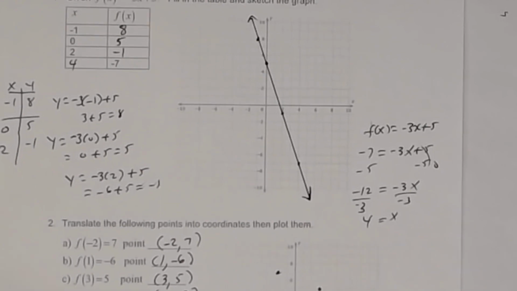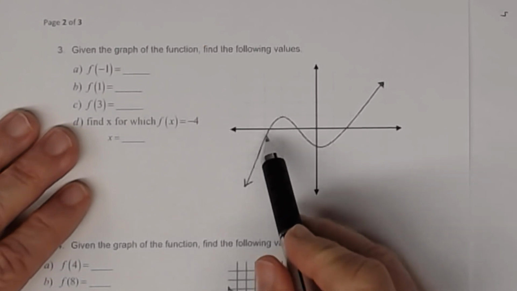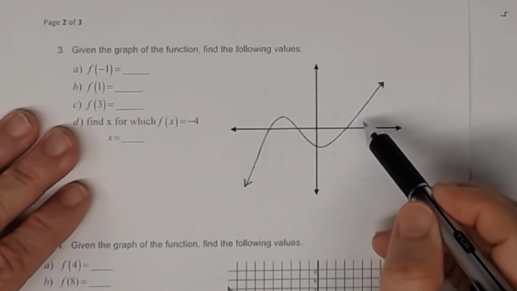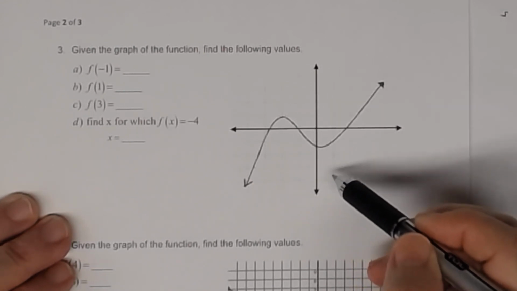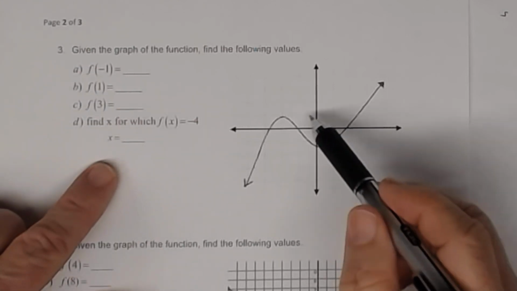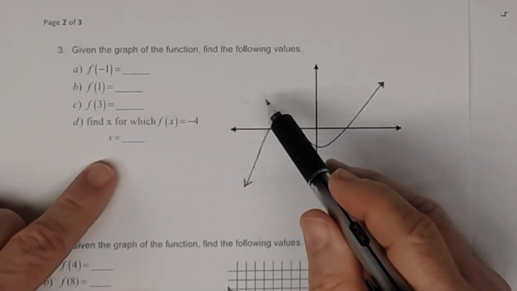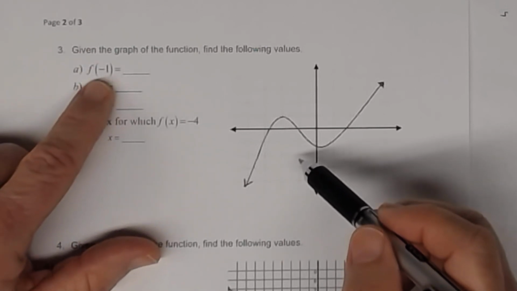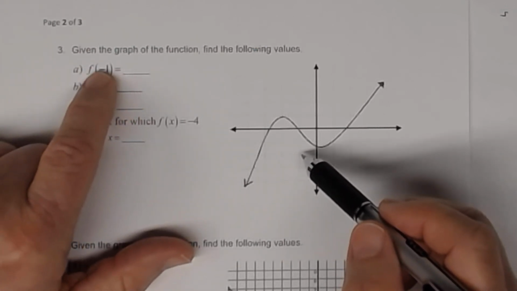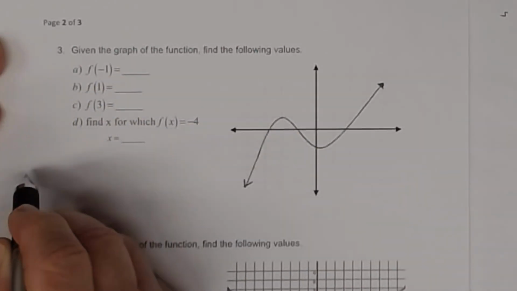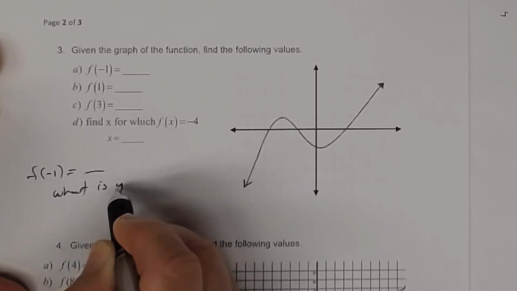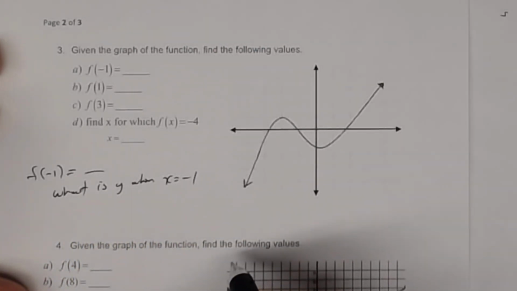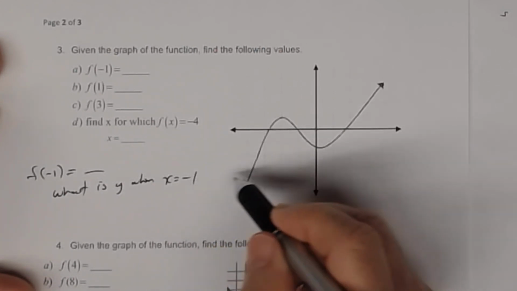Now let's look at number 3. They want you to, and you can't see this very well, the little dots here are very light. As we go through this, you're going to have to take my word. You can see it kind of right here where those little grids are. So here you want to find f of negative 1. Remember, f of negative 1 equals blank means what is y when x equals negative 1. So when x is negative 1, let's find out what y is.